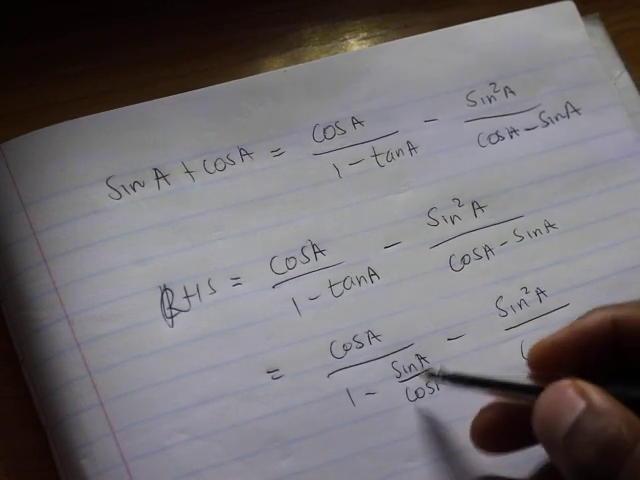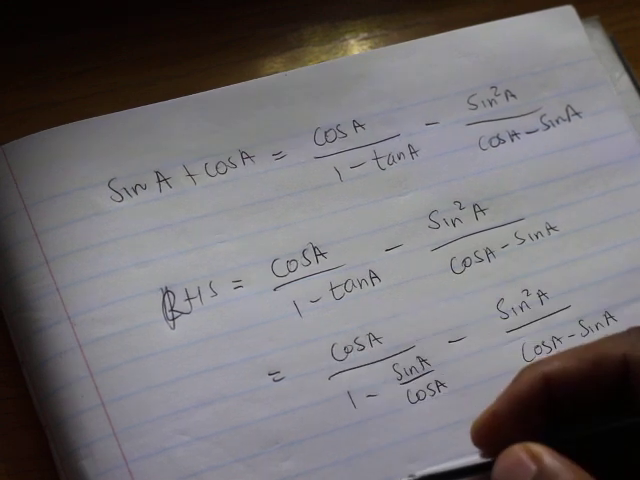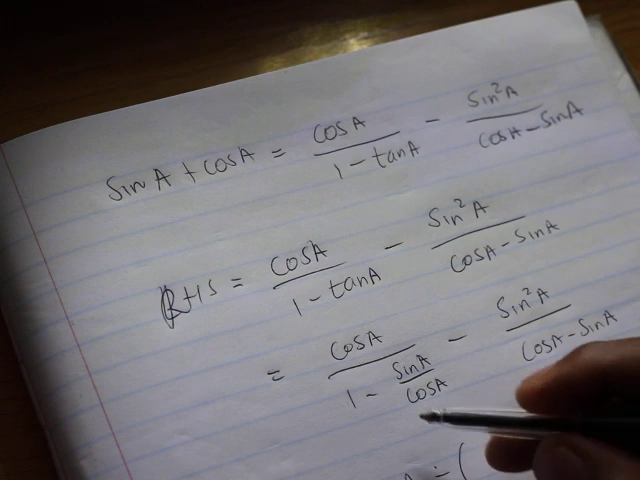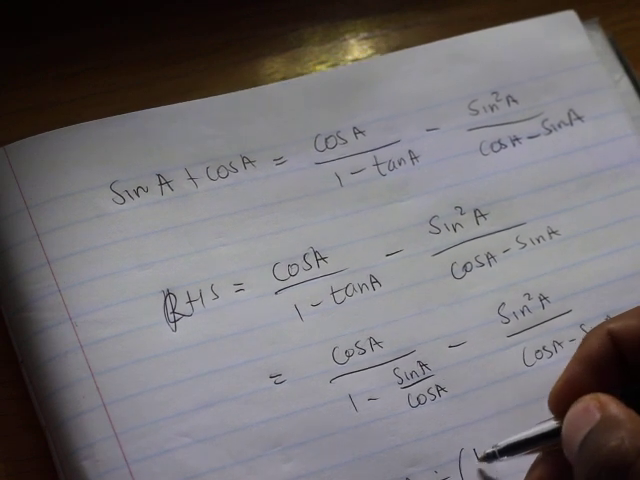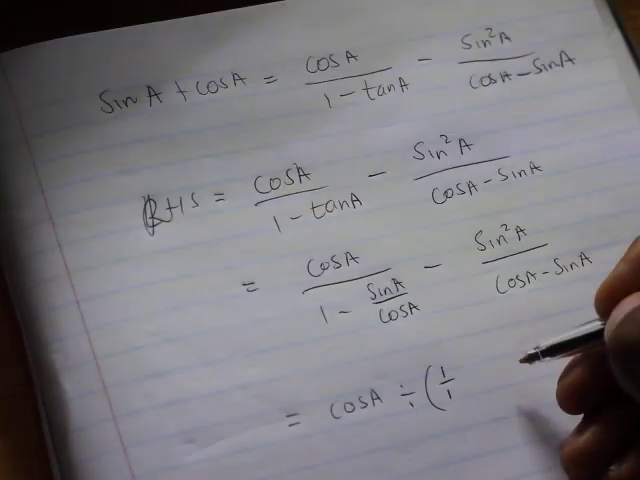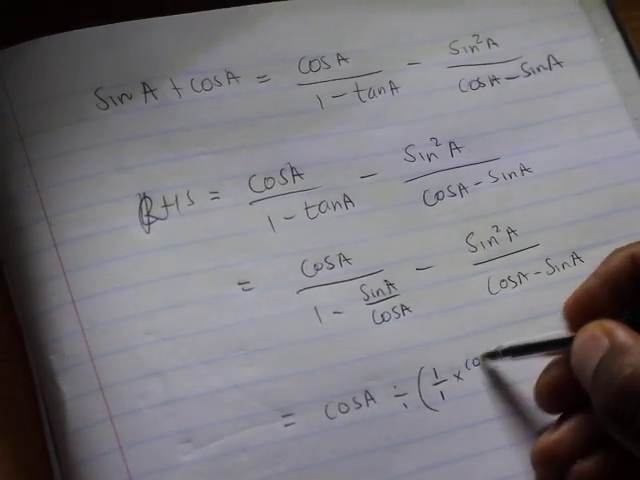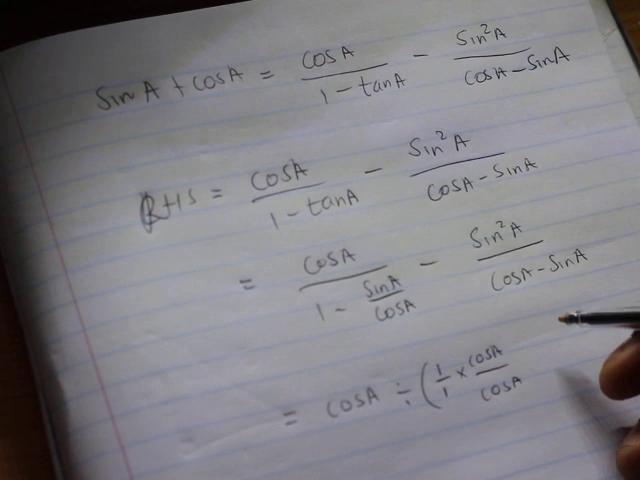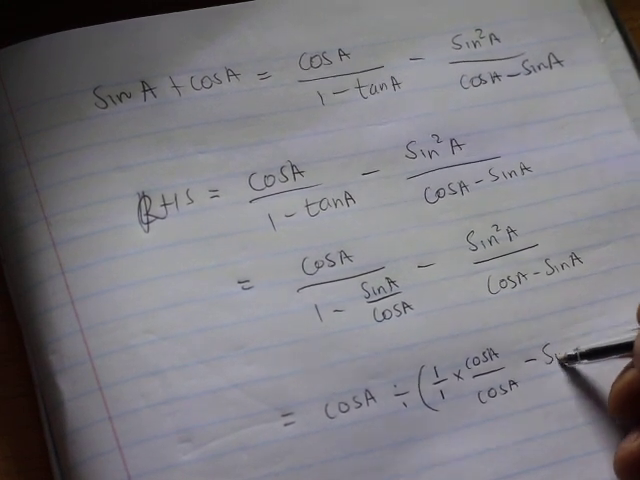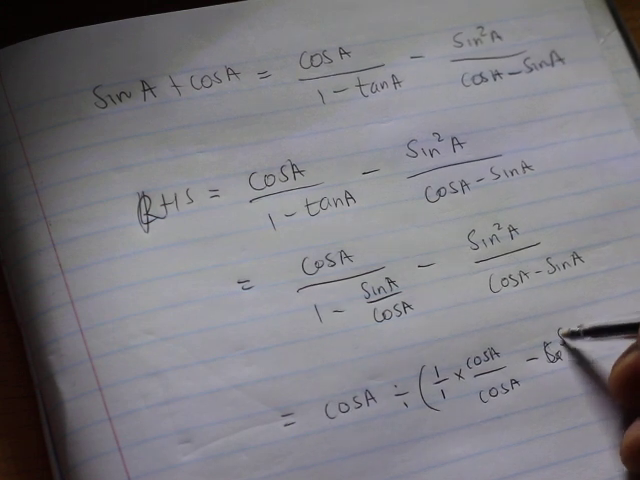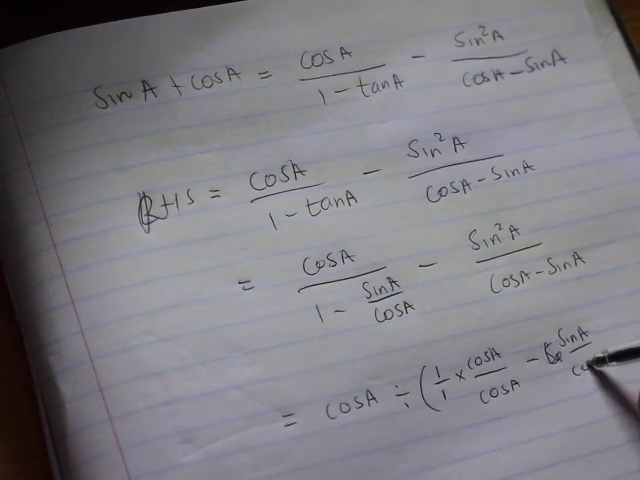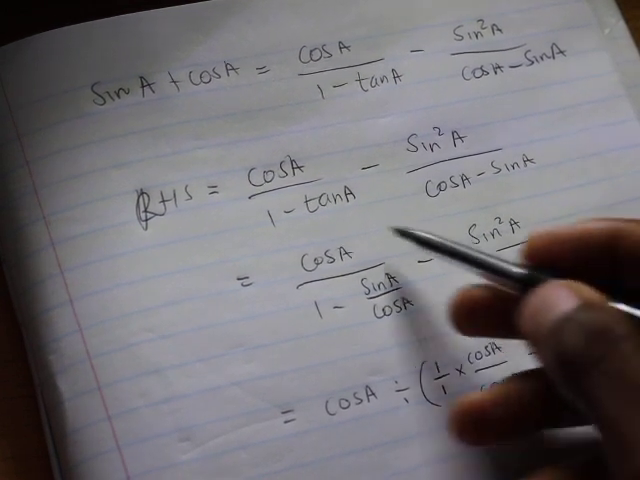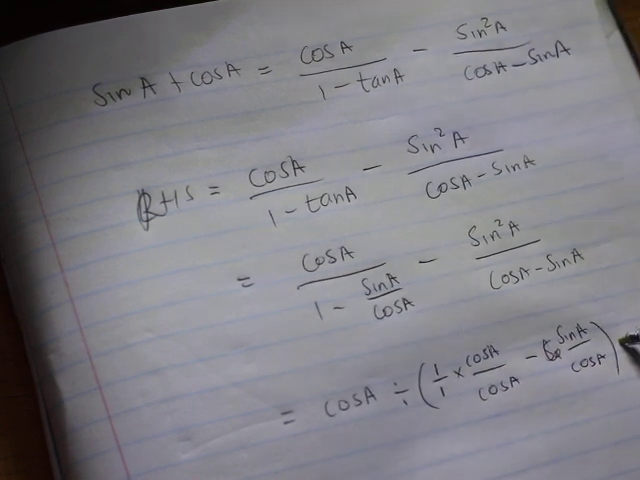So remember, you're allowed to do this: divided by the 1, you can rewrite it as 1 over 1, and then times cosine of A over cosine of A. We're doing this because we want the same denominators. Remember, when we've got the same denominator, then you can add the numerators. And then sine A over cosine of A. This is just that. The whole expression is the same as this. So don't panic as yet.